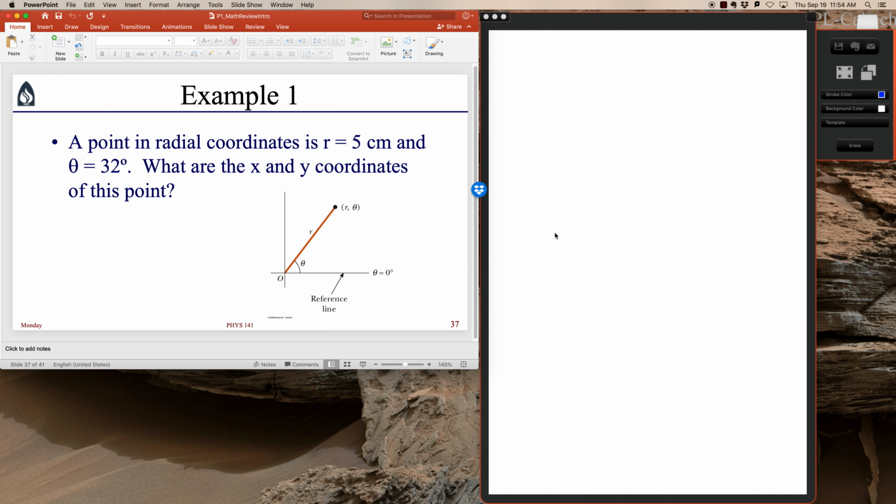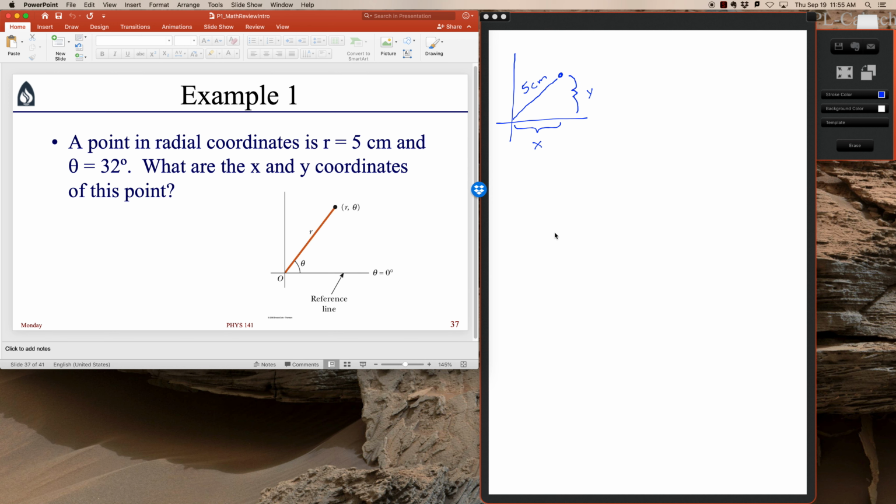So let's take a look at this problem. First I'll redraw the problem. I'll redraw the point in radial coordinates. So we have our x and our y axes, and the point is 5 centimeters from the origin. So let's say this is our point. It is a distance of 5 centimeters from the origin. And we want to know what are its x and y coordinates. How far is this point in both the x direction and in the y direction?